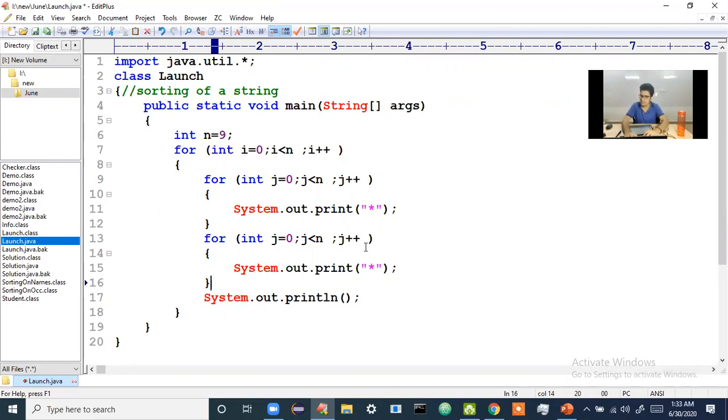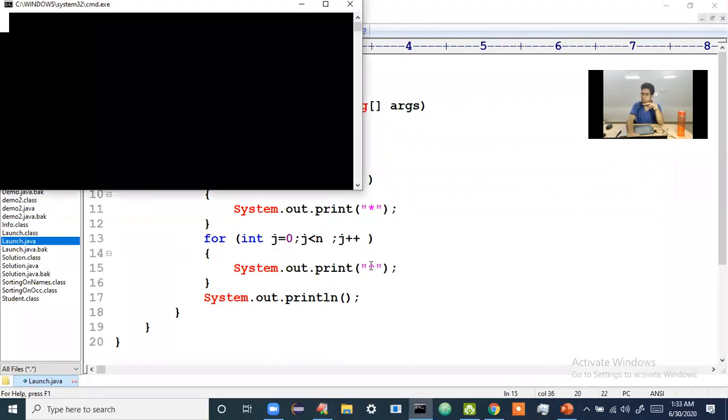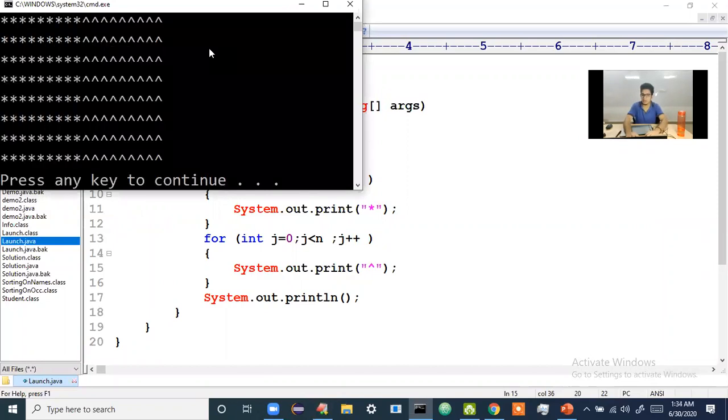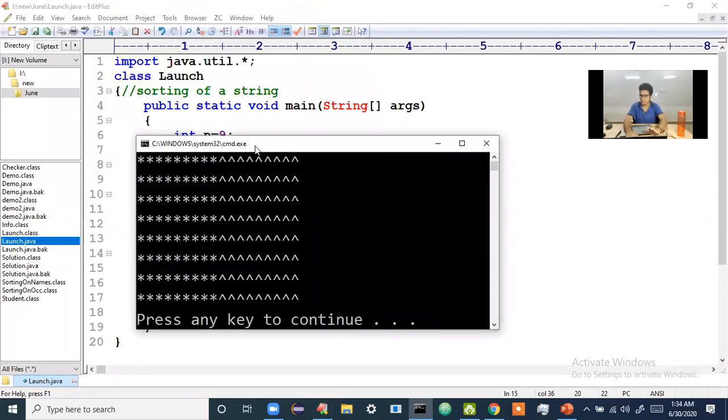Now, if I change the second star to dollars, what will I get? Inside one I loop, two J loops are there, means one row, two columns. Two patterns in one row, like this. I hope you are able to see here. Yes, so this is what we'll be getting.